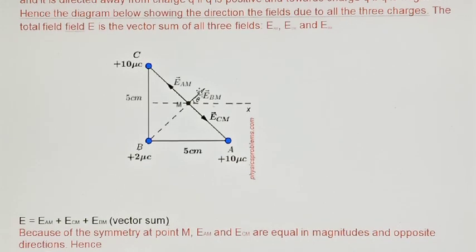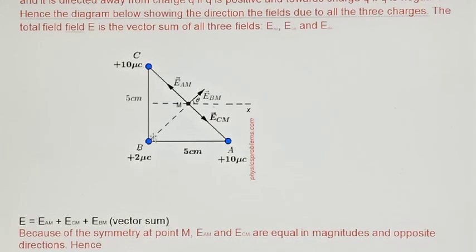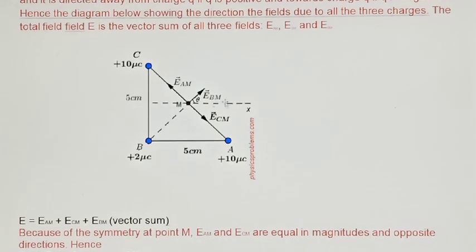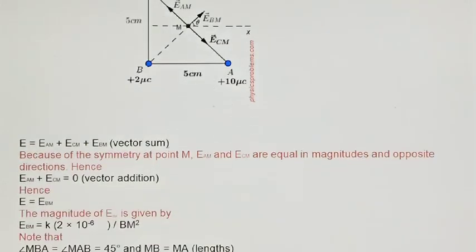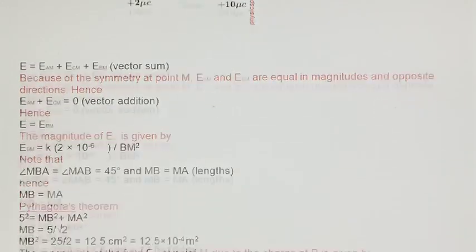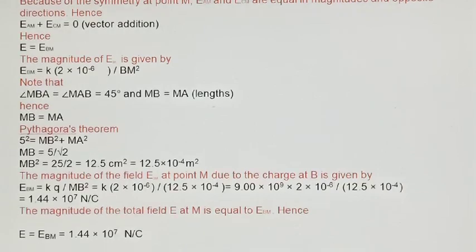So how can you calculate EBM? For that you need to know the distance BM, and you can see the direction of EBM. It is making an angle theta with the x-axis. If you take this as the x-axis and this as the y-axis, then you can calculate this angle theta also. So you have to apply the Pythagoras theorem to get the value of MB.